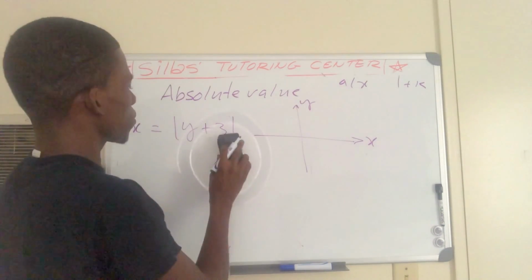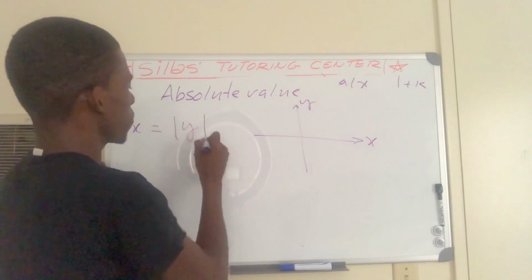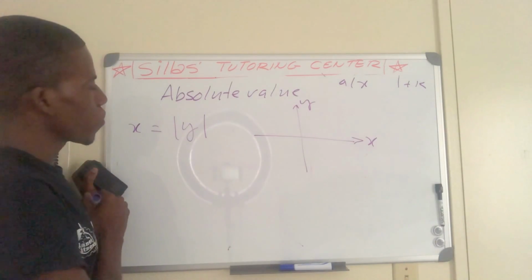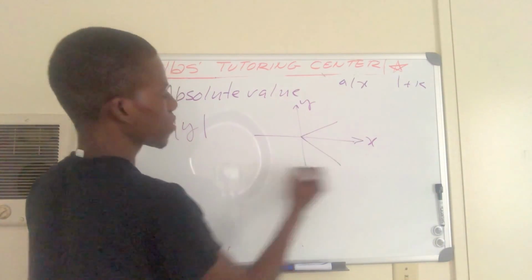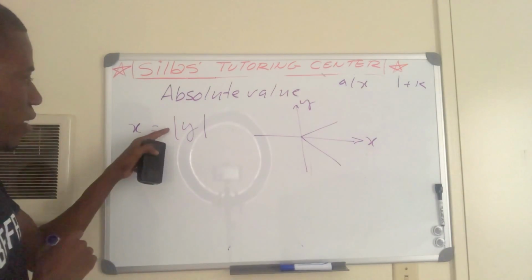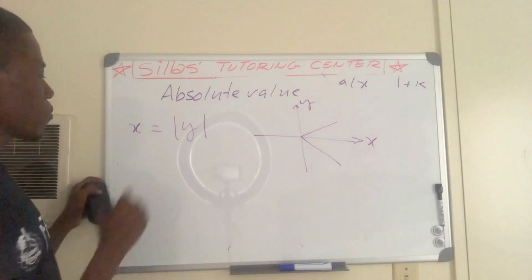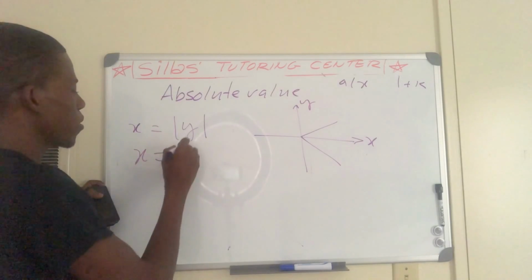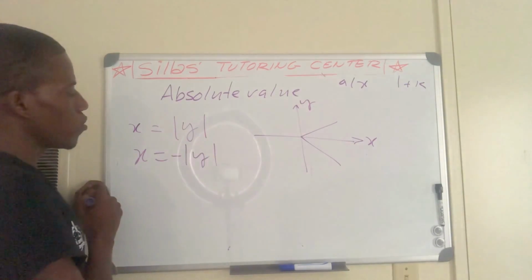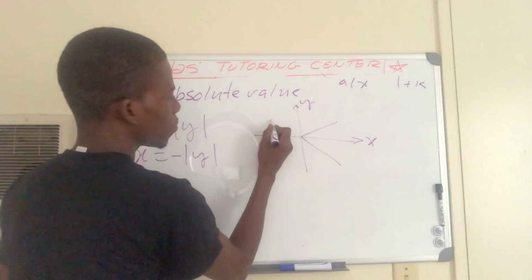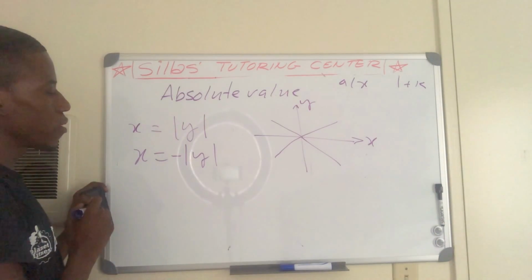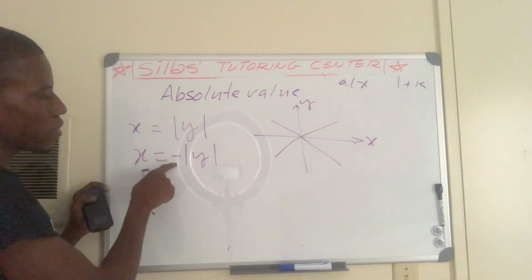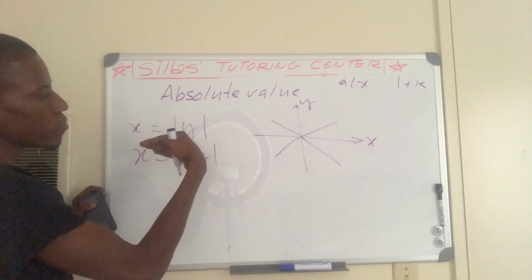Let me do it just like that. I'm saying my sign is going this way because my sign right here is positive. What if I have x equal to the negative absolute value of y? I said, okay, my sign is going this way, because the negative value is going to the left side.